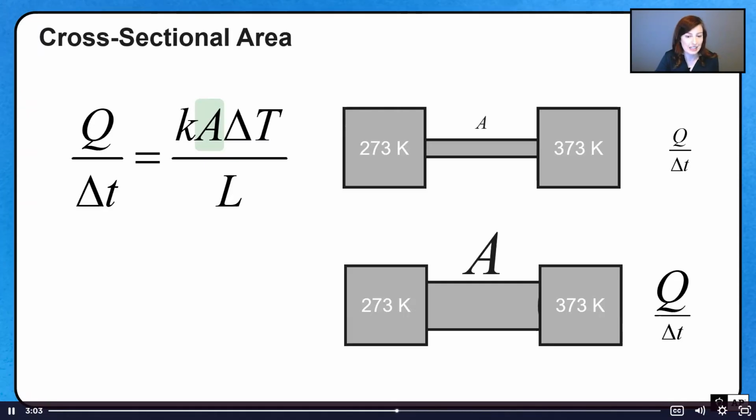But why is that? Well, that energy transfer occurs via the vibrations of those atoms and molecules. So when the cross-sectional area is large, more of those atoms and molecules can interact with each other, resulting in a greater rate of energy transfer. So a larger cross-sectional area gives more opportunities for particles to interact and transfer energy.